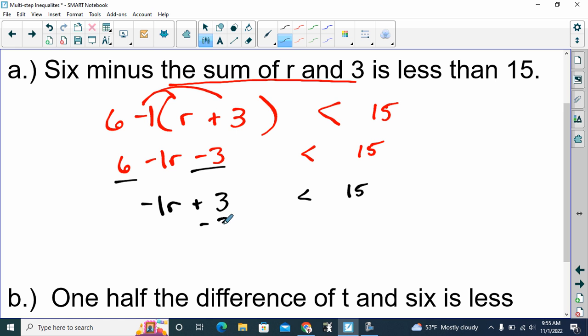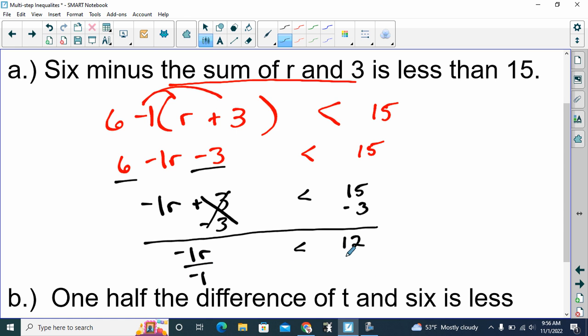Subtract 3 from both sides. 15 minus 3 makes 12. And divide both sides by negative 1. Notice we did divide both sides by a negative. When we divide both sides by a negative, we have to flip our inequality.